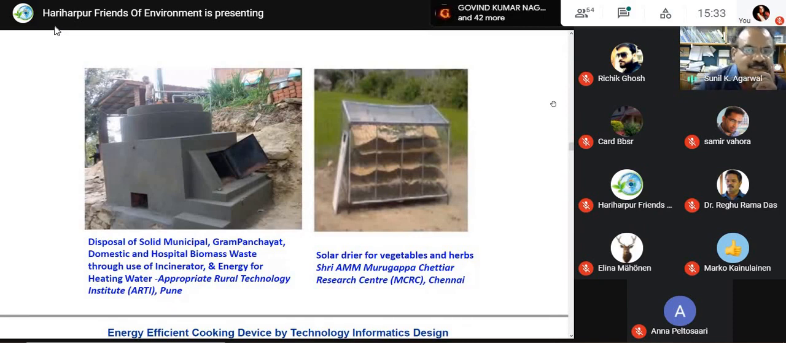This is another initiative by another group, Aarti Pune, and they have come out with a product for disposal of solid municipal waste or gram panchayat waste. This is an incinerator which they have designed, and there is a small dryer which can be used at the local level from another core group, MCRC, based in Chennai.